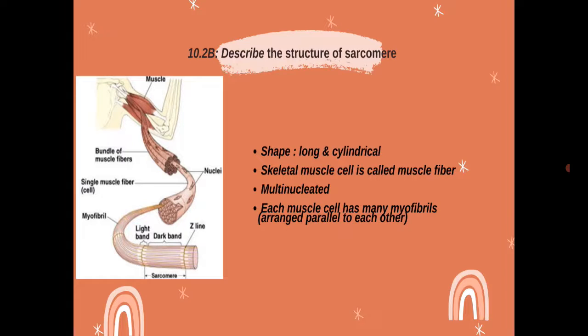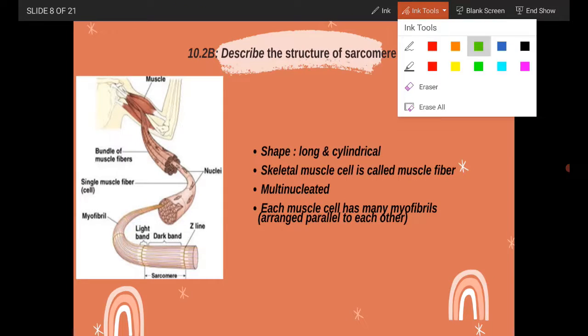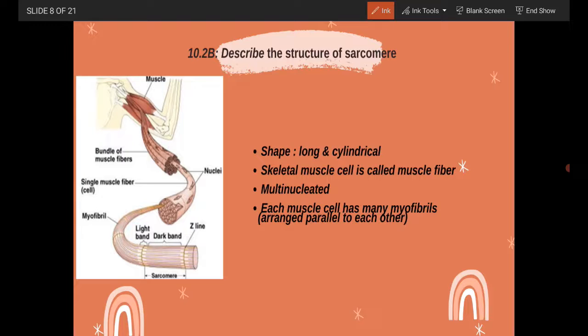The next one, we are going to continue about the structure of sarcomere. So this is our muscle. If we see inside this structure, we can see the bundle of muscle fiber. Single muscle fiber is known as myofibril.